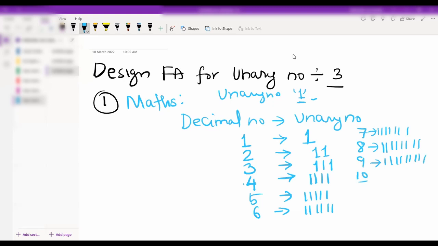And number 10 we are not considering because we had considered decimal numbers. Decimal numbers have the basic units, basic symbols from 0 to 9. That's why we are not going to consider it.